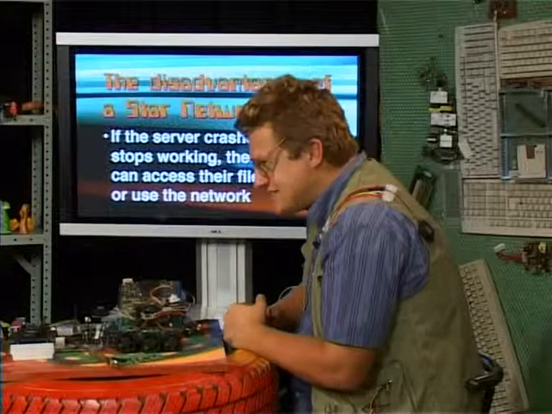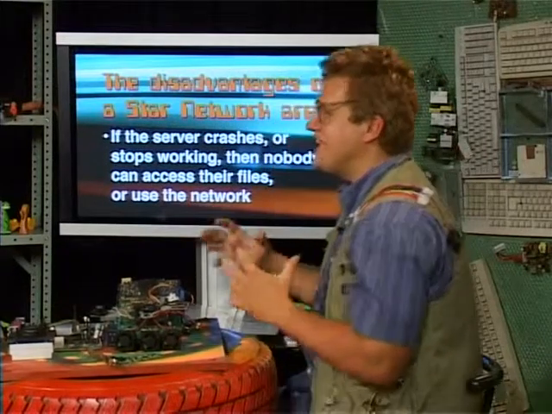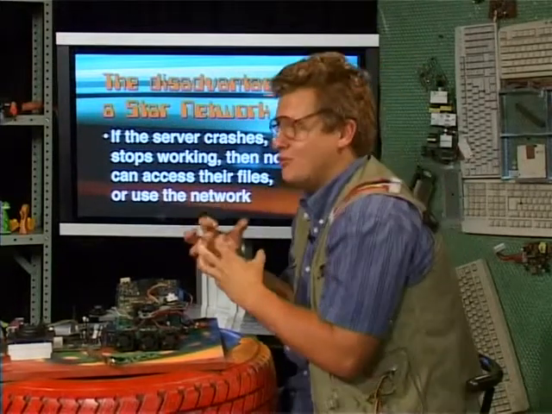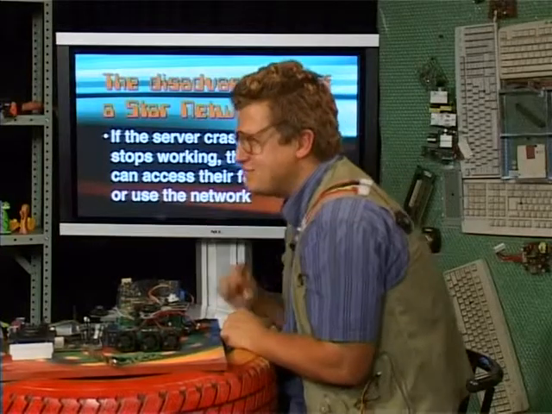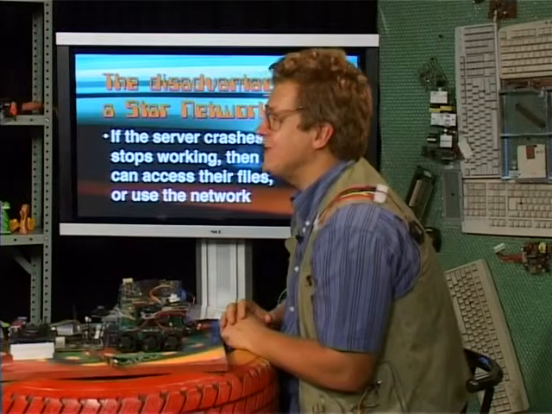Yep. Basically, a hub is a box that's used to gather groups of PCs together at a central point, as we saw with the star topology. But it's rapidly being replaced by the network switch or switching hub.